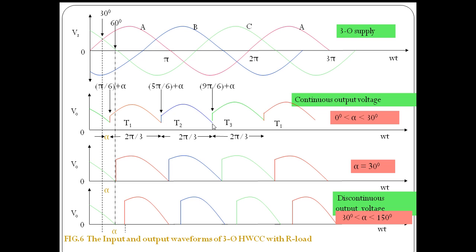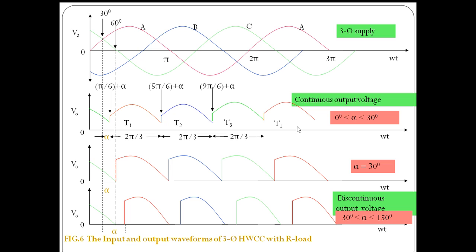At the delay angle of alpha, we have triggered thyristor T3. T3 will be triggered at this instant. So from this portion onwards, the phase C voltage will be available across the output. If we observe, the output voltage is almost continuous. We are getting continuous conduction, which means it is not reaching zero. So V naught is not zero for a delay angle of 0 to 30 degrees. If we fire the thyristors at a delay angle of 0 to 30 degrees, we are getting continuous conduction.